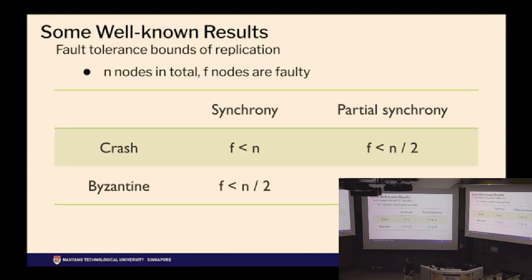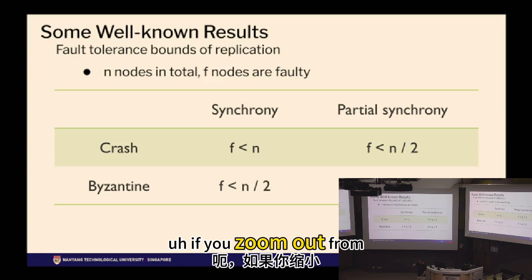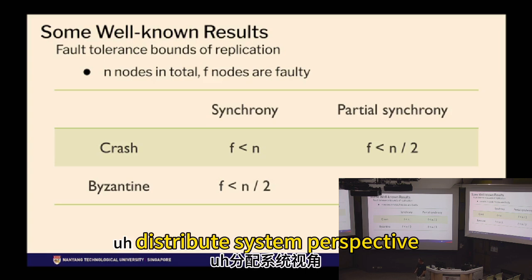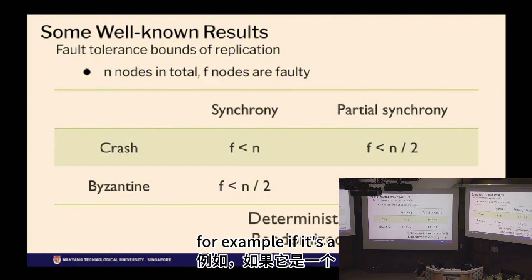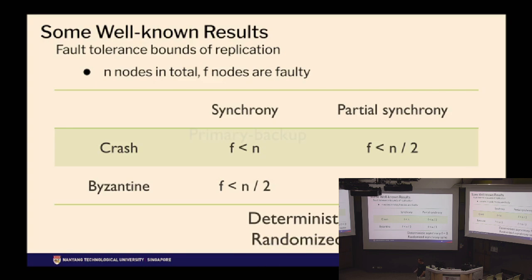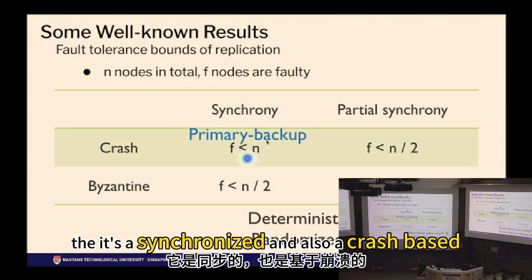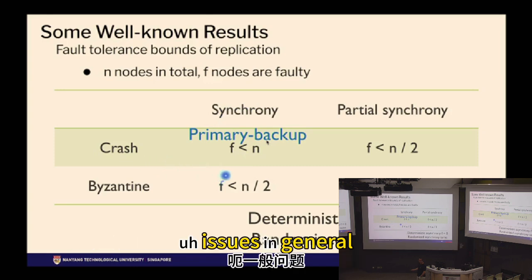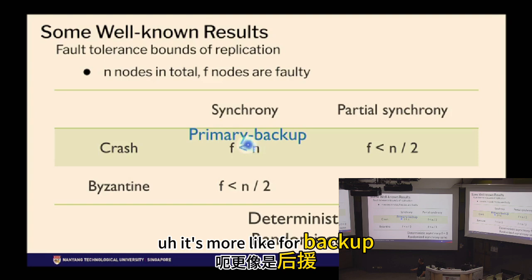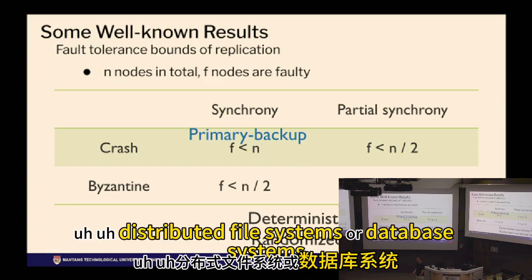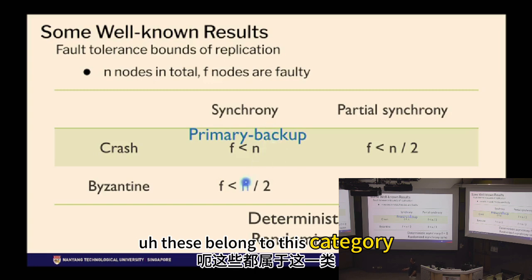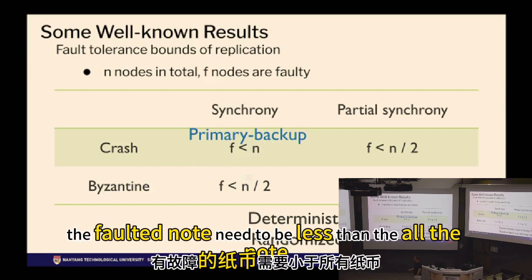In general, if you zoom out from a distributed system perspective, we can categorize it like this. For example, if it's synchronized and crash-based, in general it's more like primary and backup issues. For example, you have distributed file systems or database systems. These belong to this category. And in general, the number of faulty nodes needs to be less than the total nodes.